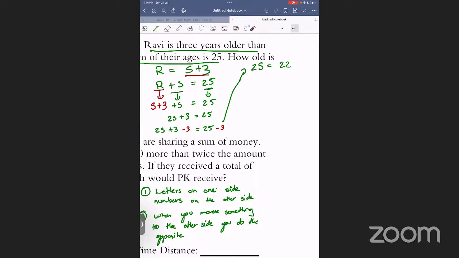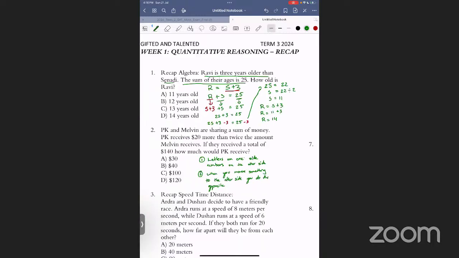The way to think about it is, what number multiplied by 2 will give you 22? So what number, 2 of what number gives you 22? You guys all know that is 11. Or if you want to do it using maths, you will say that s is 22 divided by 2, and then s is equal to 11. So we know that Sanadi's age is 11, and the question said that Ravi is Sanadi plus 3, and since we know that Sanadi is 11, we do plus 3, and Ravi is 14. So the answer is 14.